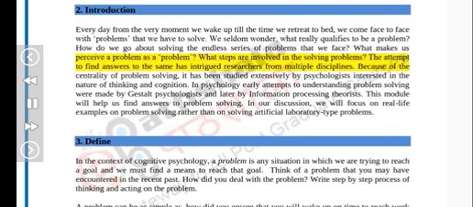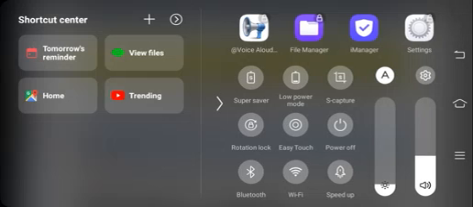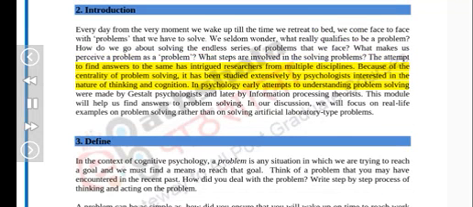The attempt to find answers to the same has intrigued researchers from multiple disciplines. Because of the centrality of problem solving, it has been studied extensively by psychologists interested in the nature of thinking and cognition. In psychology, early attempts to understand problem solving were made by Gestalt psychologists and later by information processing theorists. This module will help us find answers to problem solving. In our discussion, we will focus on real-life examples of problem solving rather than on solving artificial laboratory-type problems.